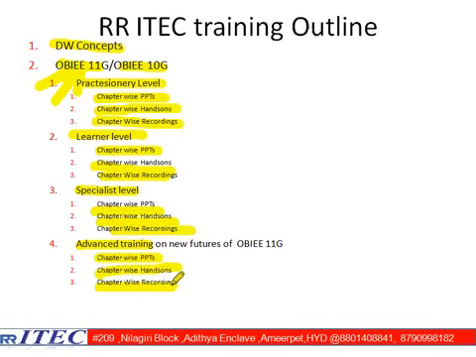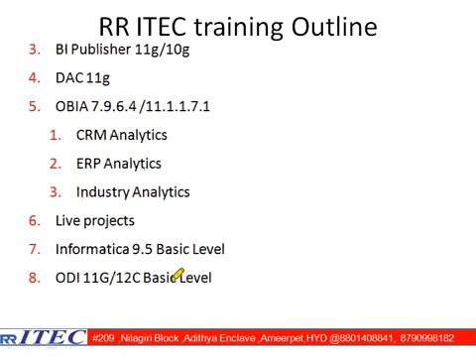Now, apart from OBIEE 11G and 10G, I am also providing BI Publisher 11G and 10G. BI Publisher is also an integrated component. Previously it was known as XML Publisher. Now it is called BI Publisher. That also I am delivering. Now we are going for DAC 11G. It is the latest version in the market. That we are covering.